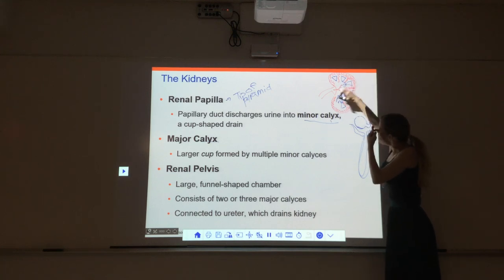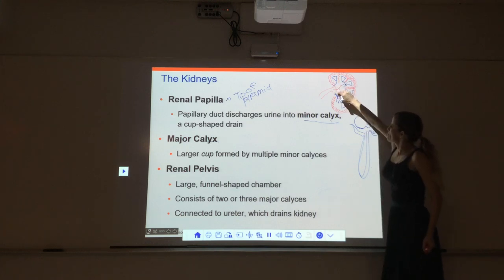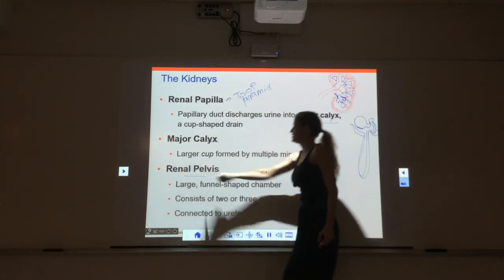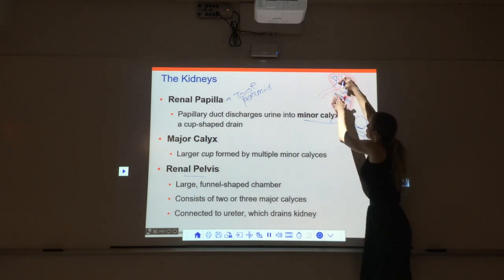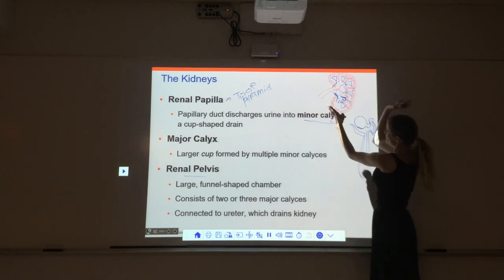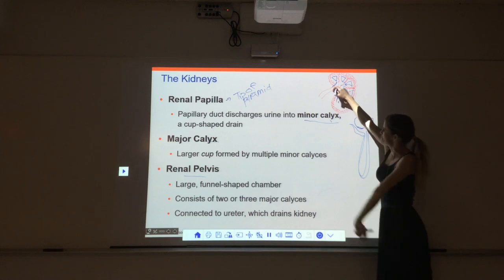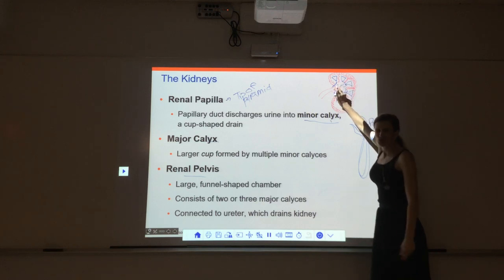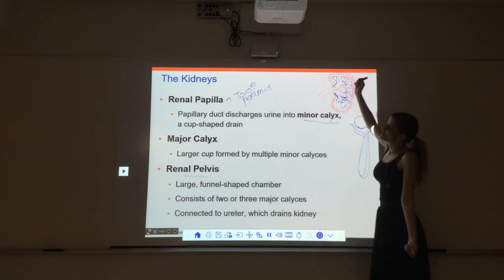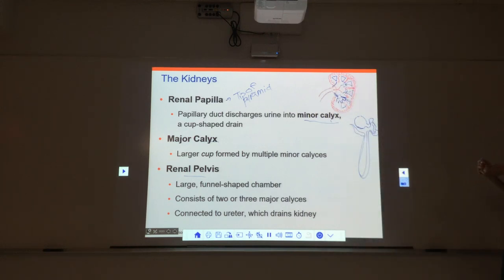Multiple of these major calyces come together and they form one last big funnel as we leave the kidney. Okay, and that's called the renal pelvis. So multiple major calyces come together, one last connective tissue funnel or drain that leaves the kidney, and that is called the renal pelvis. The renal pelvis connects to what tube? Ureter. The ureter. Good. So that connects to this tube here, which is the ureter, which is going to bring the urine down to what? The bladder.